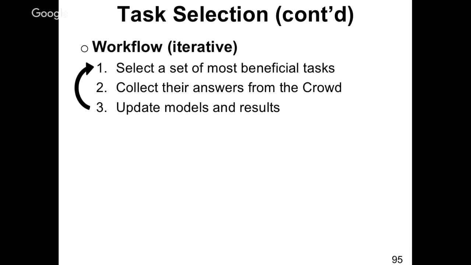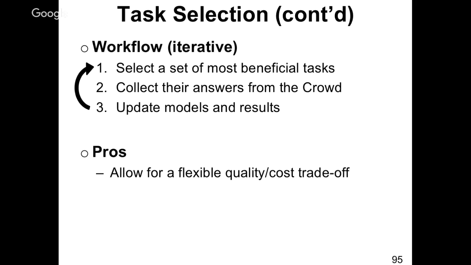So the intuition here is that you want to crowdsource a small number of tasks and get the answers of those tasks, and then figure out which task should be crowdsourced next. And the advantage of this is it gives you a very flexible trade-off between cost and quality, because you can define a budget, and then you only spend this amount of budget to get the best quality.